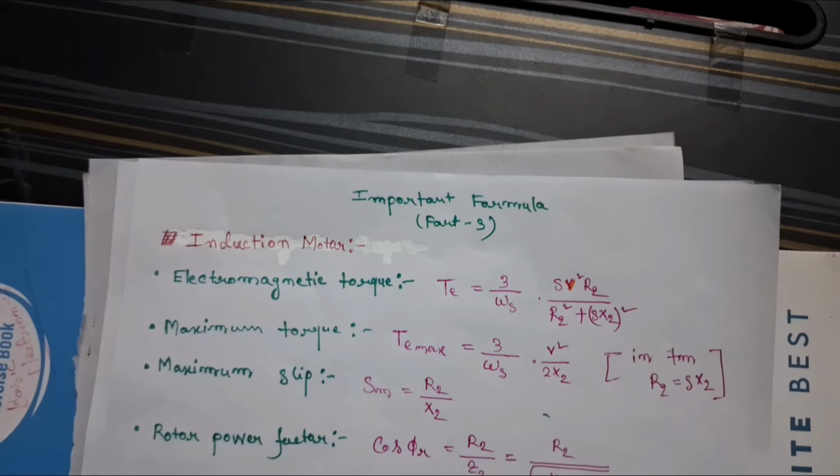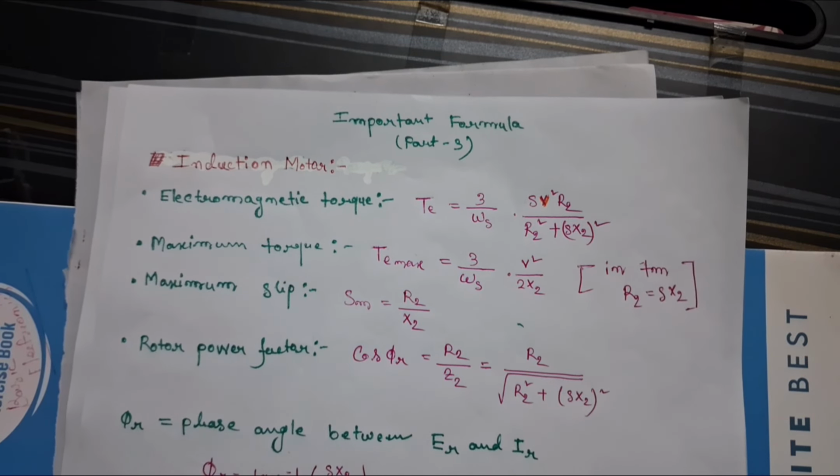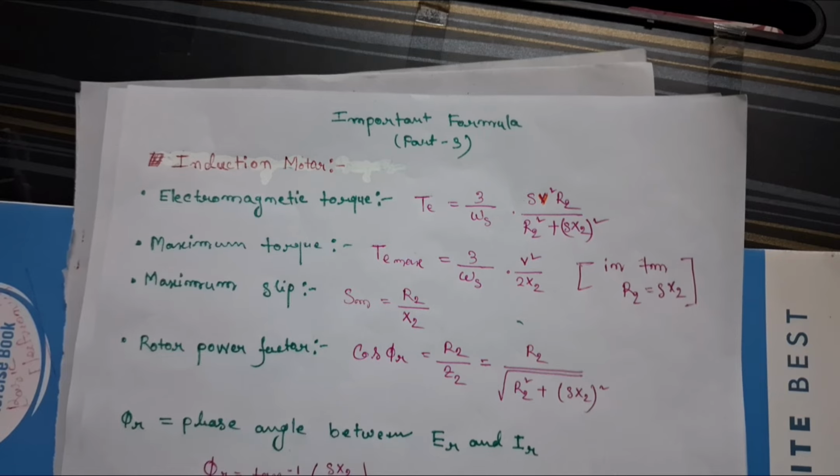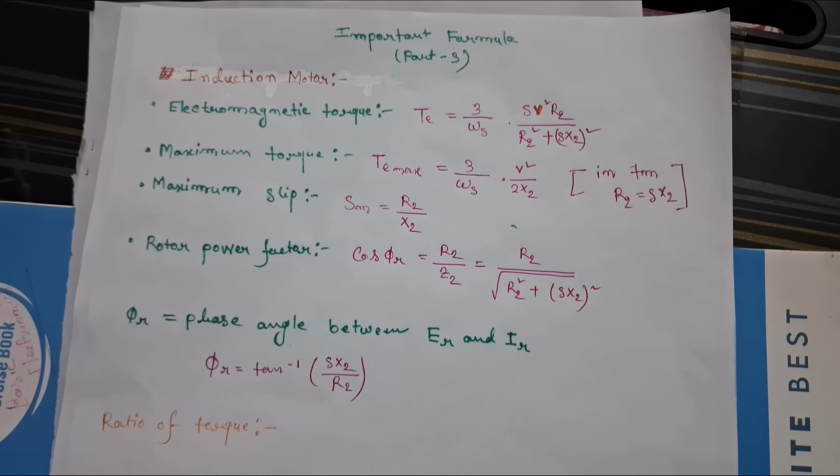Then you have to remember the formula of rotor power factor. Rotor power factor cos phi_r equals R2 by Z2, equals R2 divided by square root of (R2 squared plus (S into X2)) whole squared. Here Z2 is rotor impedance, R2 is rotor resistance and X2 is rotor inductance. Cos phi_r is the phase angle between E_R and I_R. E_R is rotor EMF, I_R is rotor current. Phi_r equals tan inverse of S into X2 divided by R2.